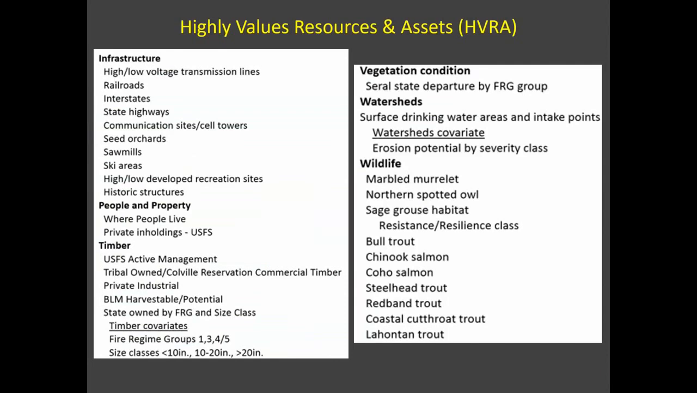So here's that HVRA list. You can see infrastructure, people and property, timber, veg condition, watershed that's specifically focused on intakes, and then wildlife. These were the things that we could map all lands and that were of interest to the groups of folks as we discuss this in our meetings.